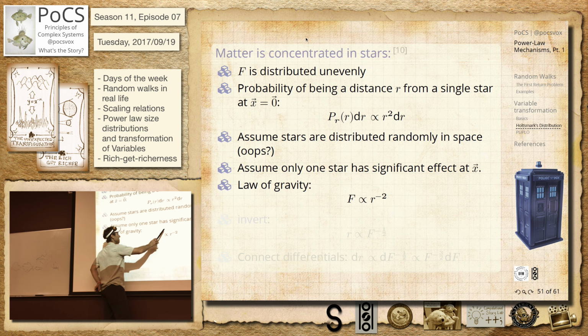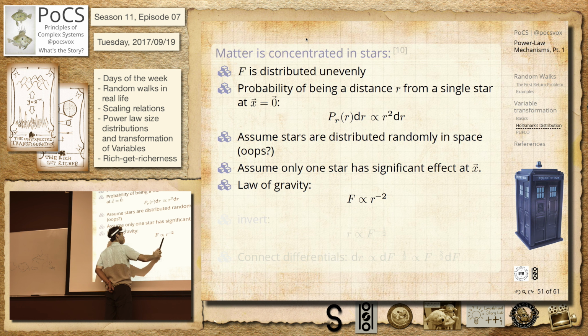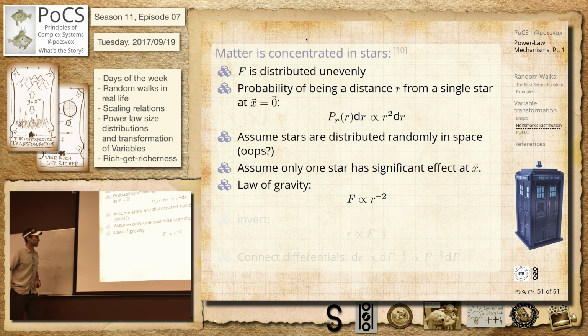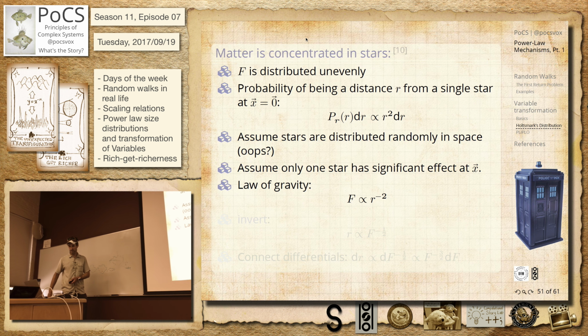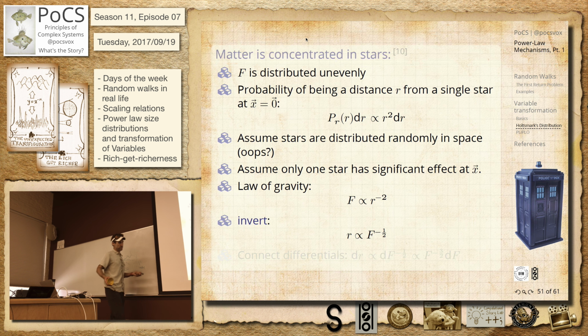So it's just a little bit of fun. But we know this, of course, this is Newton's story, right? And as I mentioned, it wasn't obvious to him. But the force of gravity decays as r to the minus 2 relative to the star. And so we're going to just do all these things, right?